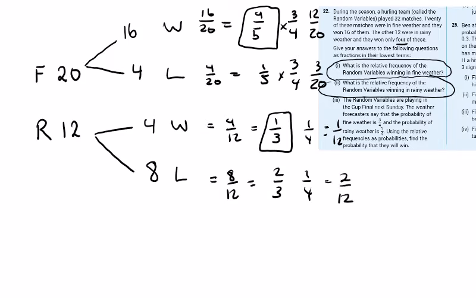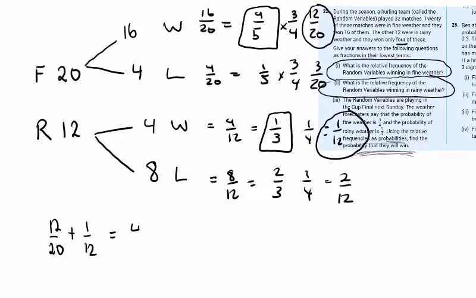So what do they ask us? Using the relative frequencies as probabilities, the probability that they will win. What are the 2 wins? We have this one here: 12 over 20 plus 1 over 12. They both go to 60. So that's going to be 36 over 60 plus 5 over 60. 41 over 60 is the probability that they'll win.